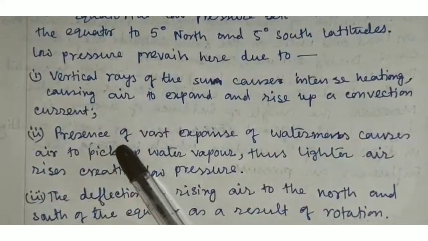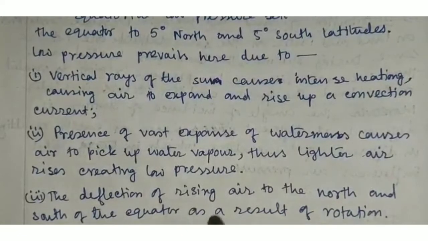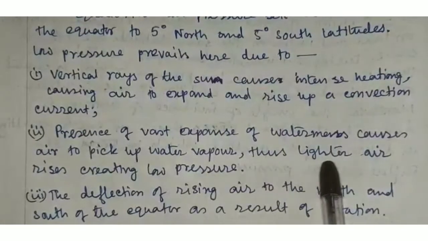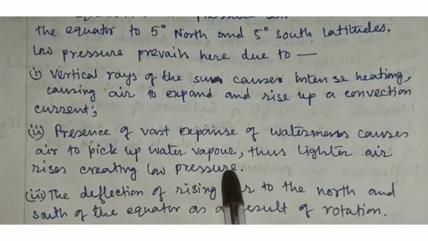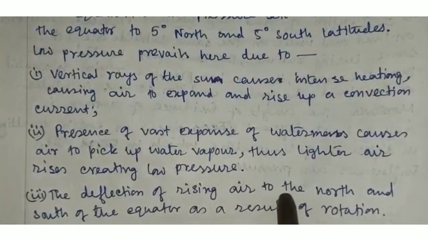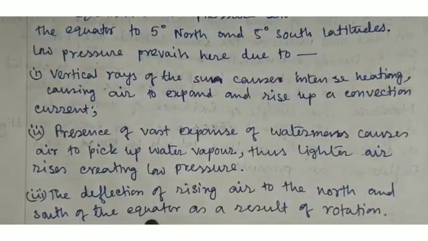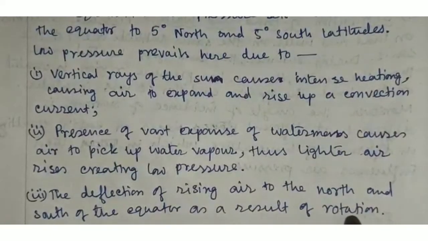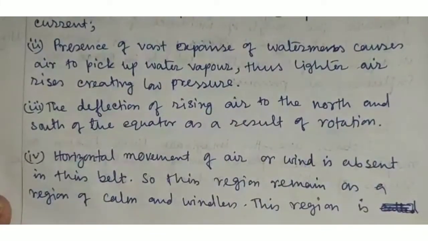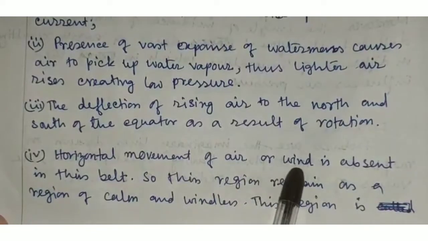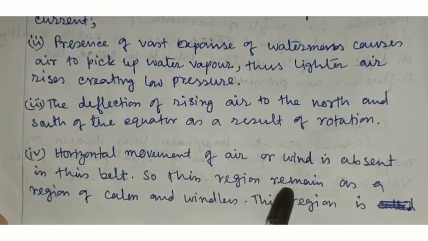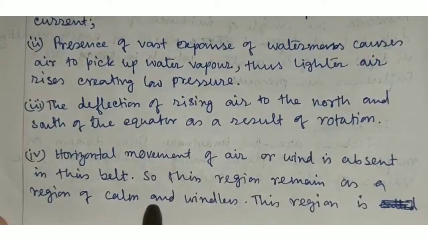Number 2, presence of vast expanses of water masses causes air to pick up water vapor, thus lighter air rises creating low pressure. Number 3, the deflection of rising air to the north and south of the equator as a result of rotation. Number 4, horizontal movement of air or wind is absent in this belt. So, this region remains a region of calm and windless.